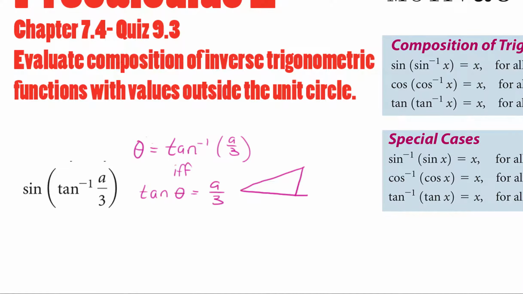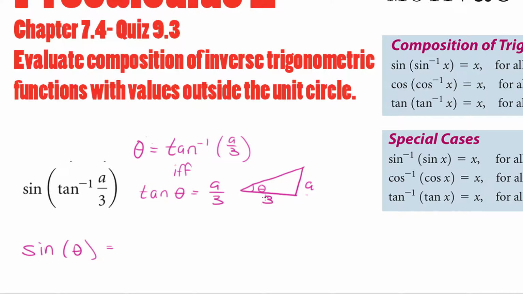to find the extra value that we need. Now, what is tangent? Tangent is opposite over adjacent. So let's say this is theta here. The opposite is the letter a, and the adjacent is 3. But now we're looking for sine of theta. Now, why am I looking at sine of theta? Well, because theta is equal to tangent inverse of a over 3. So we can plug into this equation.